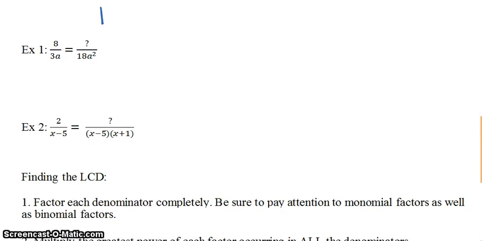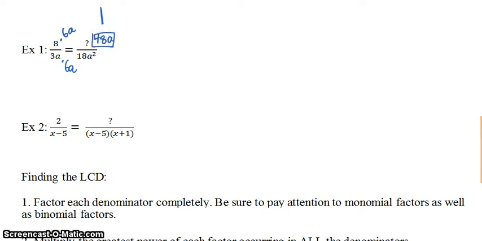So we're going to come here, and we need to figure out what the missing question mark is. I think the best way to do that is figuring out 3a times what gives me 18a squared. I know that 3 times 6 gives me 18, and I know that a times a gives me a squared, so 3a times 6a gives me 18a squared. So whatever I do with the bottom, I have to do with the top. So I'm multiplying the top and the bottom by 6a over 6a, which is really multiplying by 1. So 8 times 6a is 48a. So that's what our question mark would be.